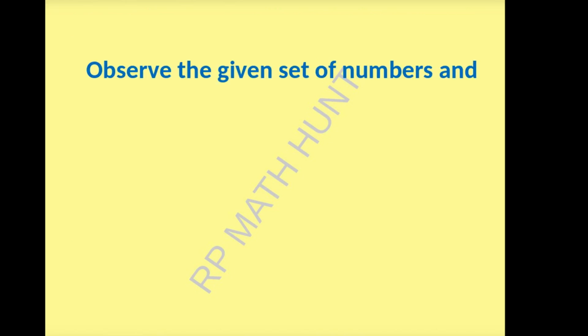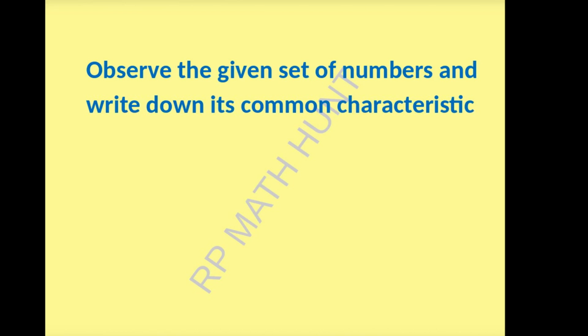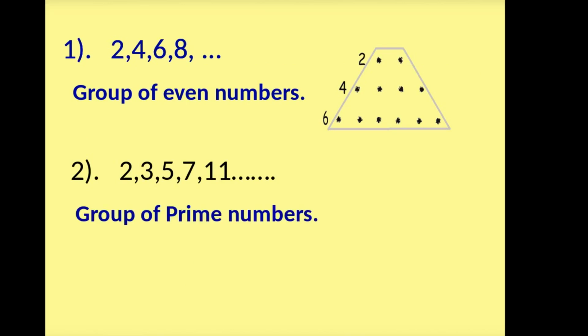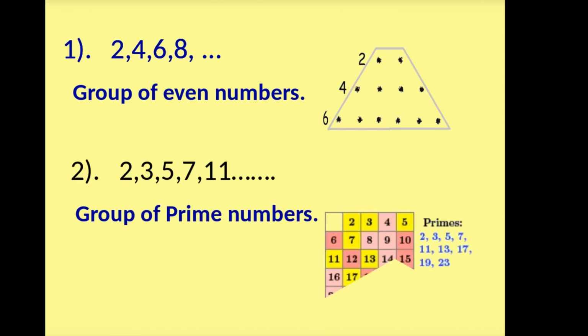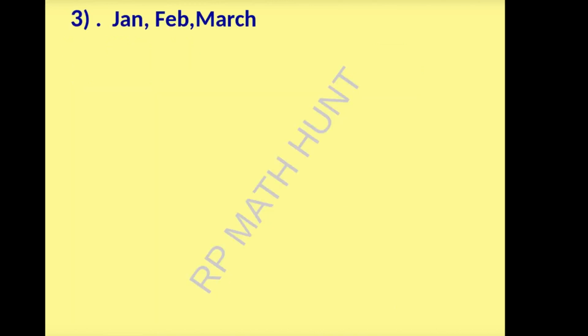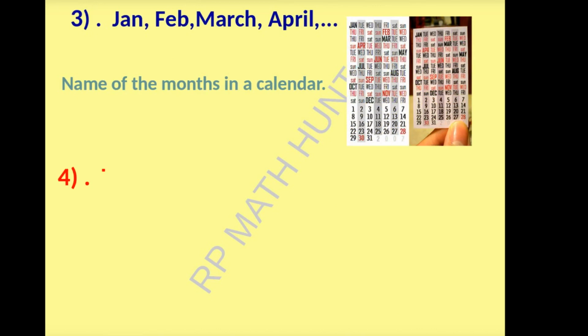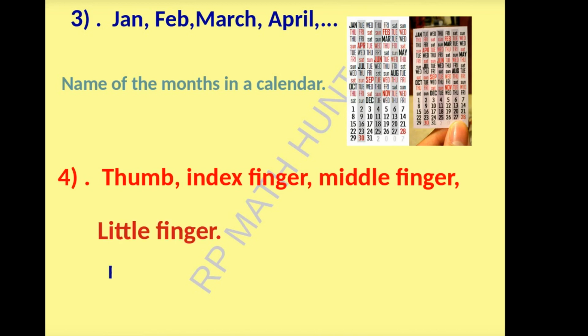Observe the given set of numbers and write down its common characteristic or property. 2, 4, 6, 8. Group of even numbers. Isn't it? Again 2, 3, 5, 7, 11. These are group of prime numbers. January, February, March, April, etc. That is the names of the months in a calendar. Now thumb, index finger, middle finger, little finger, group of fingers in a hand.